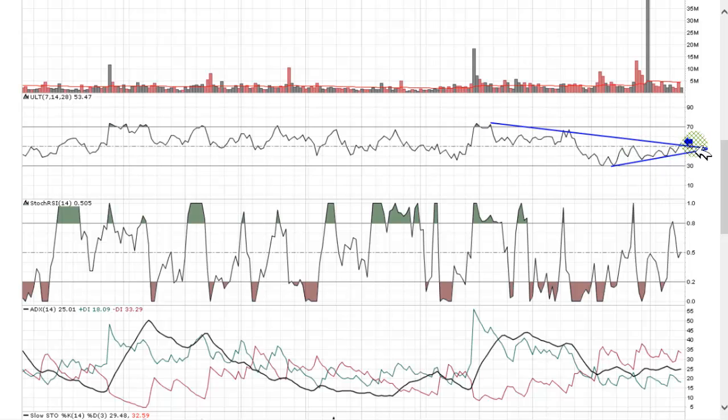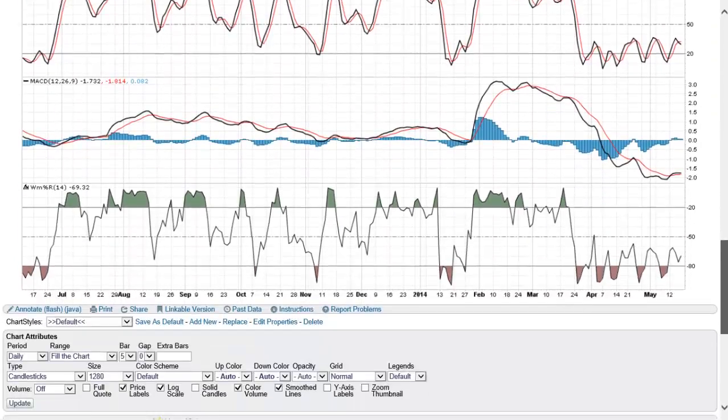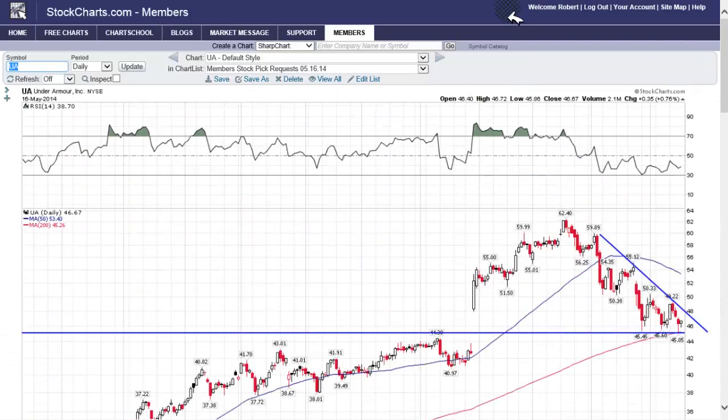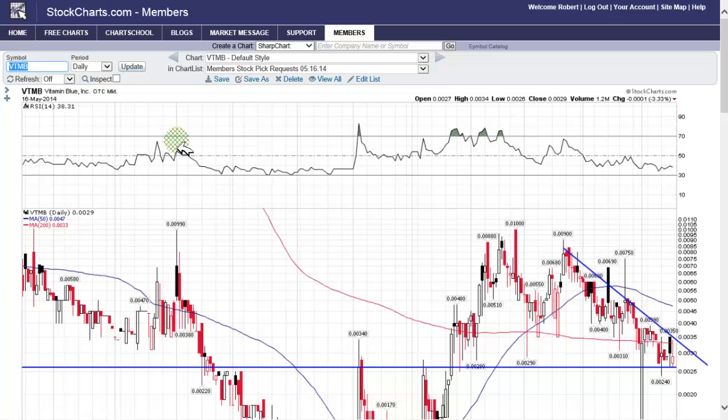Ultimate Oscillator is breaking out on a daily chart. That's the indicator leading price action. That's a good sign. Under Armour is looking good, Mike. So good luck on that trade if you make it.